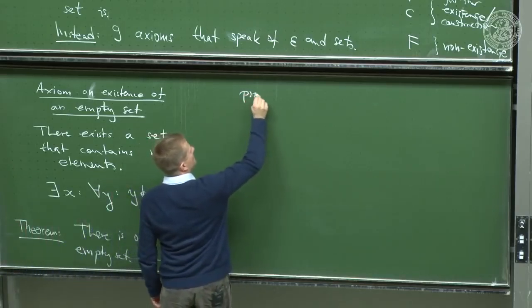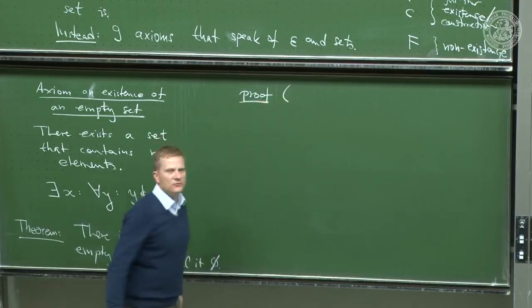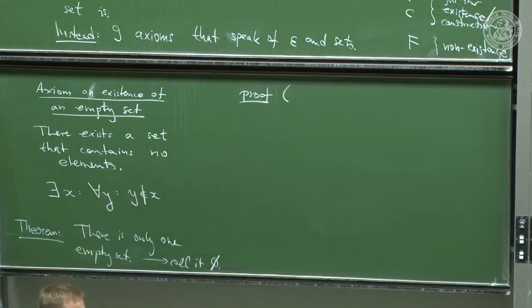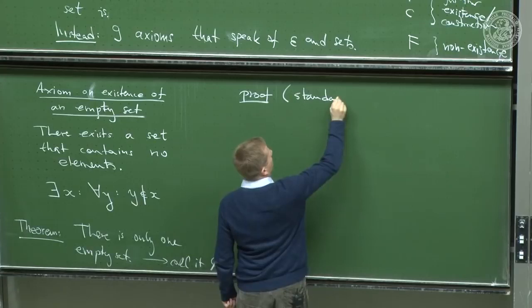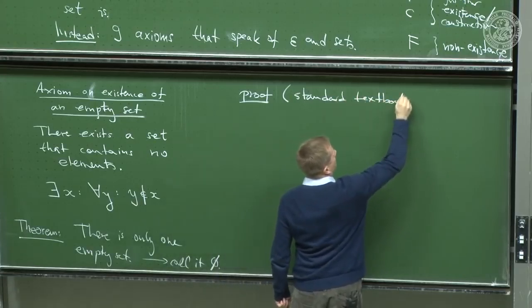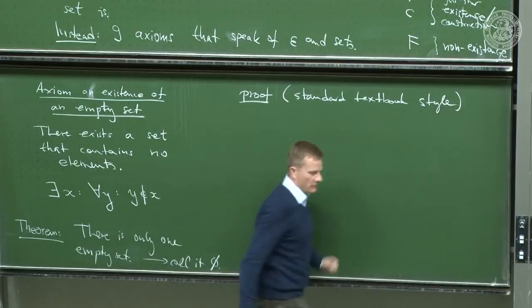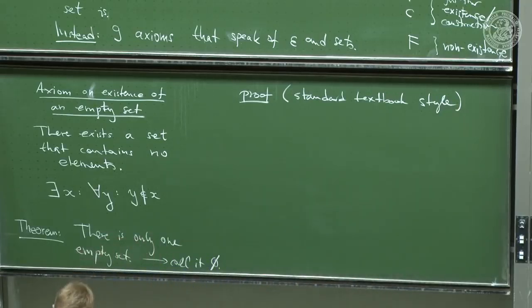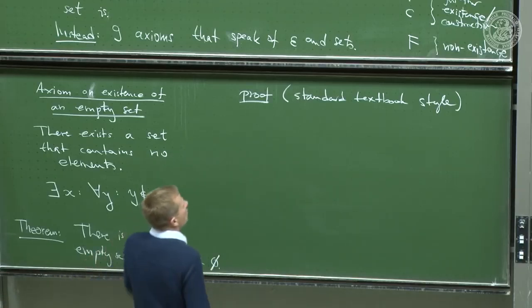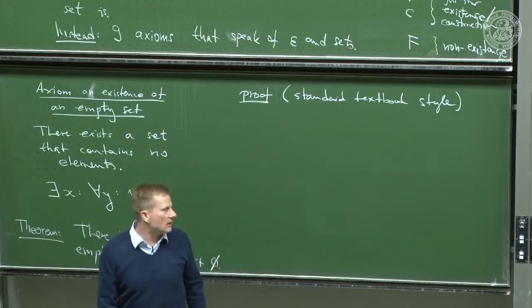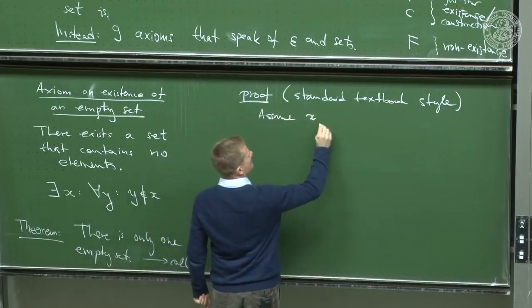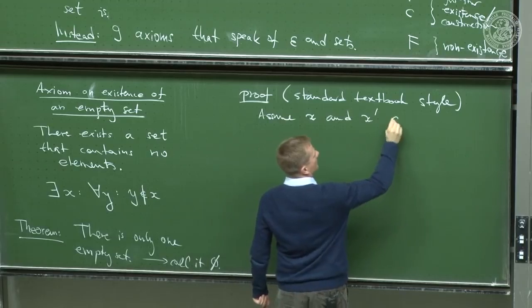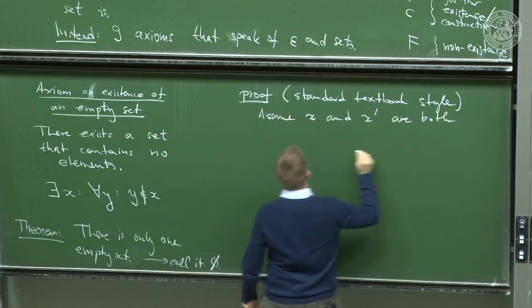Now, what's the proof of that statement? And I'll give 2 proofs. Same idea of both proofs, but the first proof is the standard textbook style proof, which doesn't mean that the textbooks omit something or are not precise enough. It actually means we use our standard way of thinking about these things, and it goes as follows. Assume x and x prime are both empty sets.